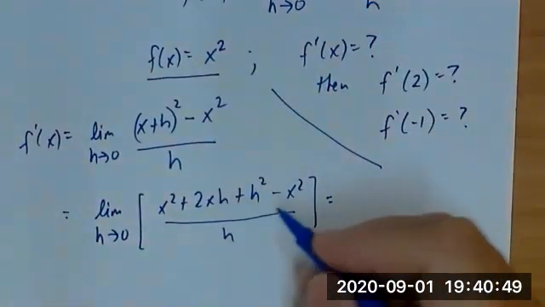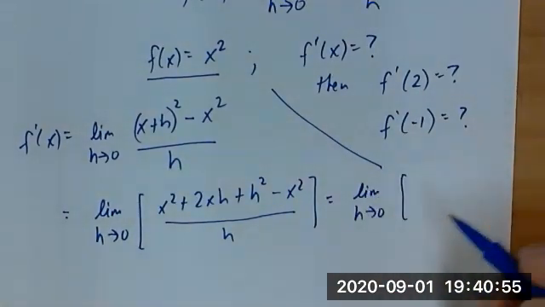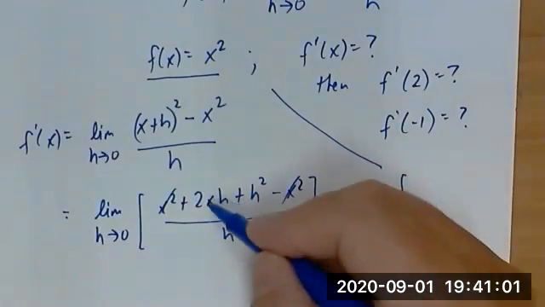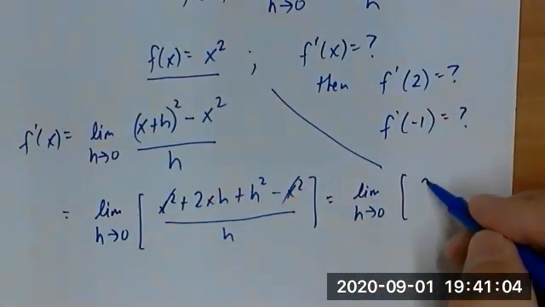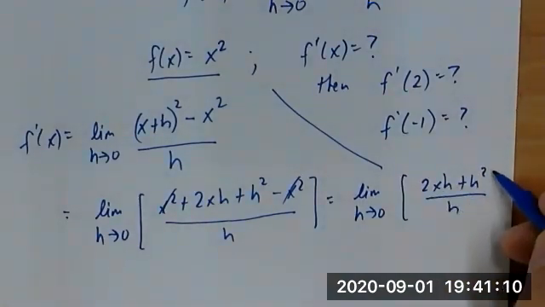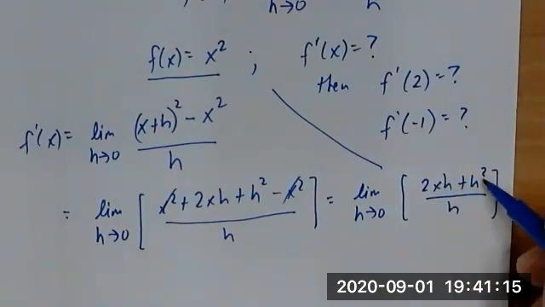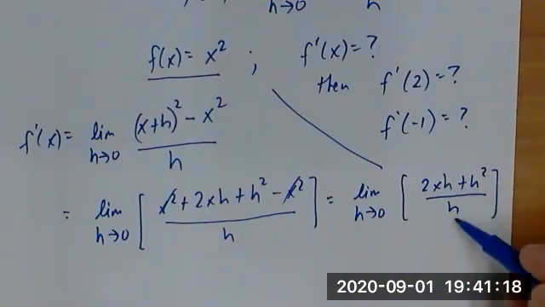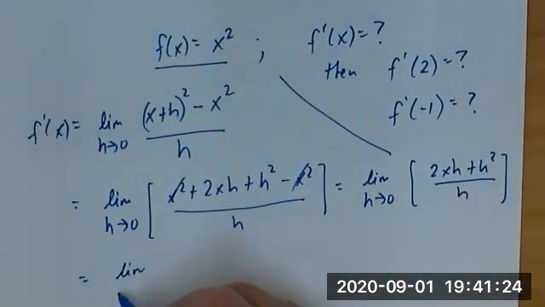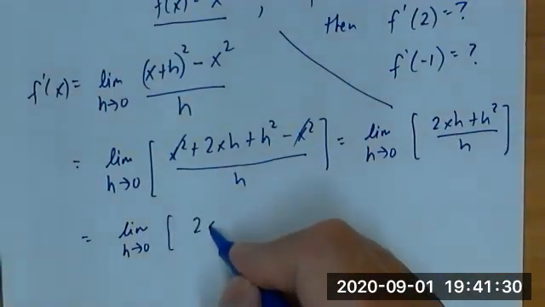So now, if I combine like terms, I have x squared minus x squared. It's nice. Those cancel out. Then I have 2xh plus h squared over h. Now you notice I have two terms in the top, and they both have an h in them, and I have an h in the bottom. So I can actually cancel an h out of all three of these. So this is going to simplify further. I'm left with 2x plus h.